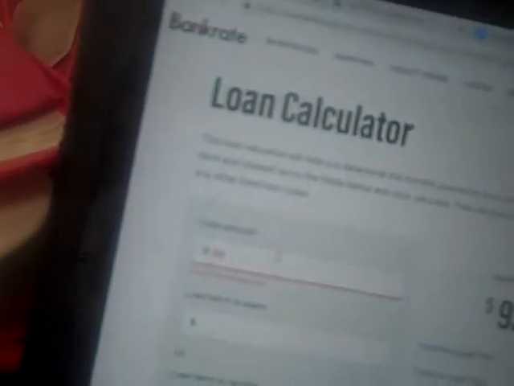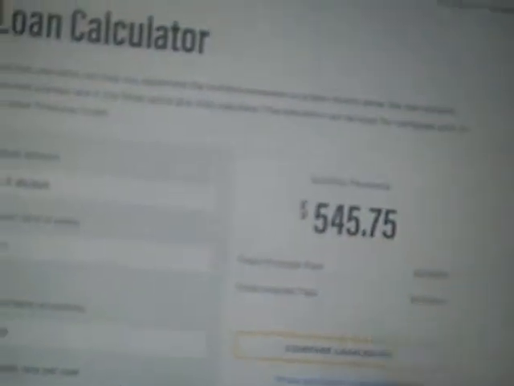The loan amount is $30,000. That's how much money you're borrowing, okay? $30,000. We want to pay it back in 5 years. So after 5 years, I'm going to pay all this money back. And the interest rate's 3.5%, okay? So go down here, right there, and switch that to 3.5, okay? Hit calculate, and that's your monthly payment.